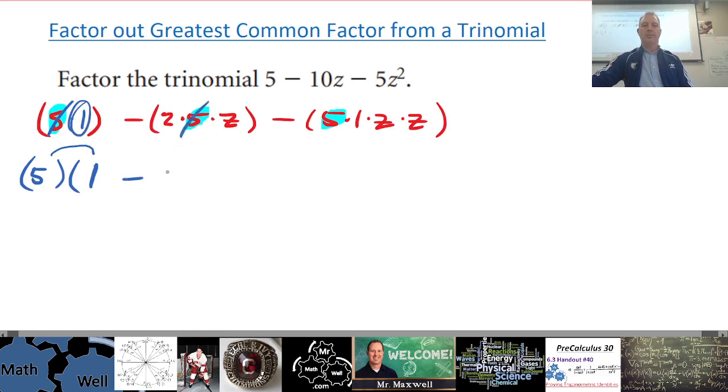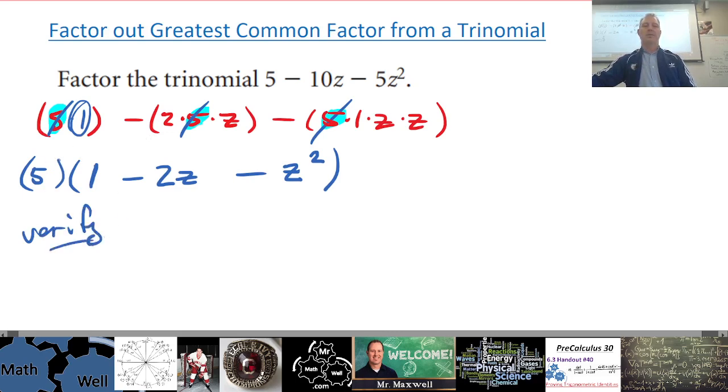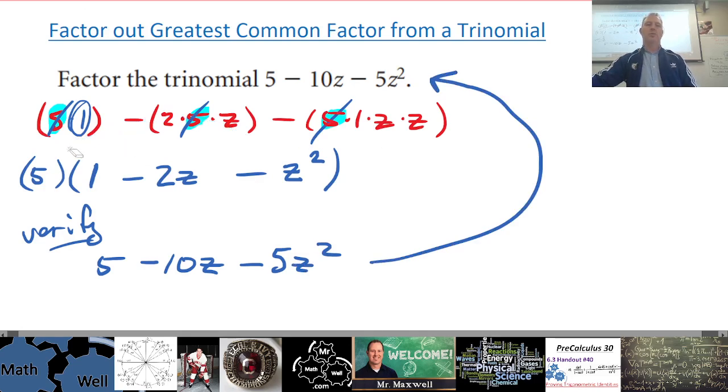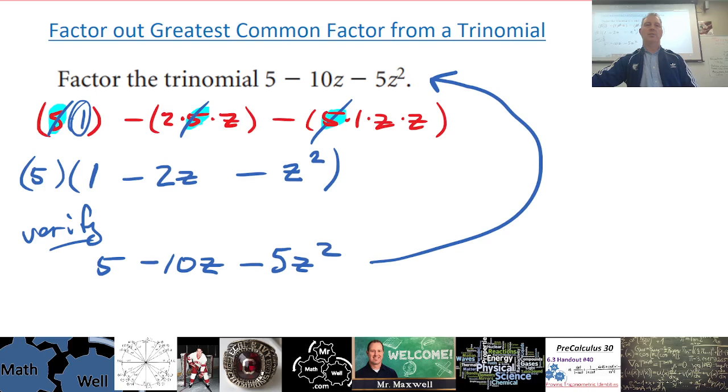Okay, minus 2z minus 1z squared, or just z squared. You don't need the 1 as a coefficient. You do need the 1 if it's a constant. So let's just check this out. Verify or check. 5 times 1 is 5. 5 times negative 2z is negative 10z. 5 times negative z squared is negative 5z squared. Is that the same as my original? Yes, it is. So that means that this is my final answer right here.